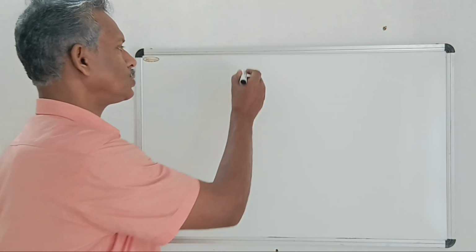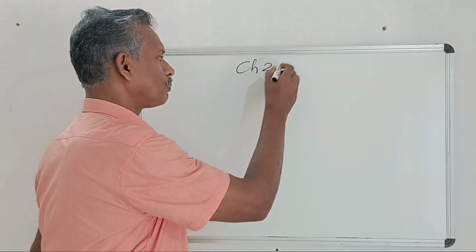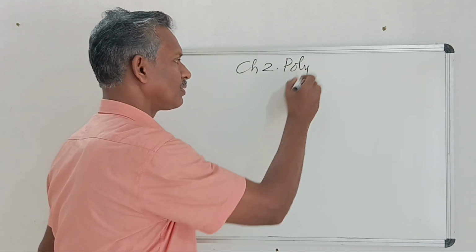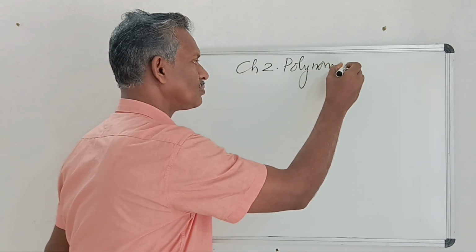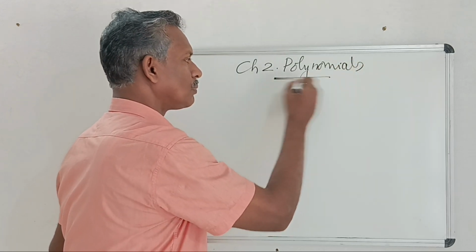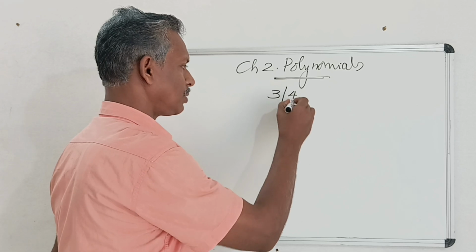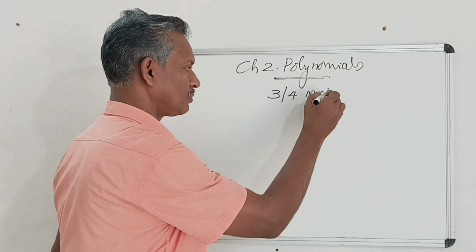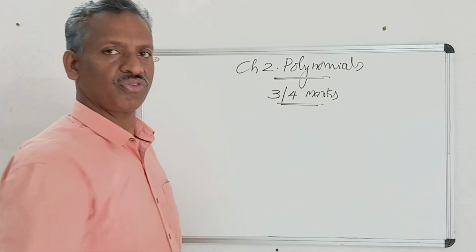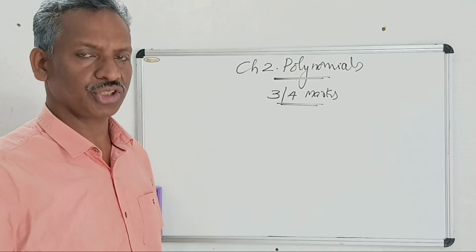Today we are going to discuss chapter number 2, Polynomials. This is of 3 or 4 marks in the board exams. Okay, 3 or 4 marks maximum will be asked from this chapter.